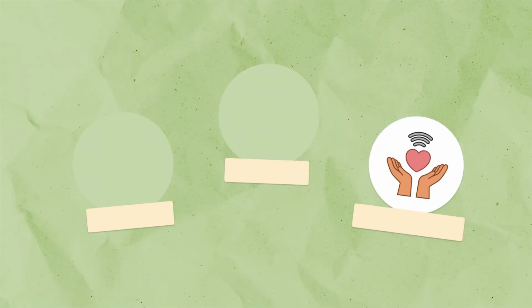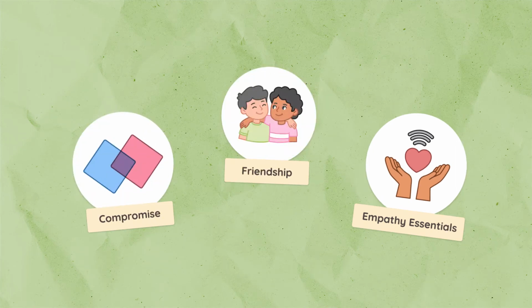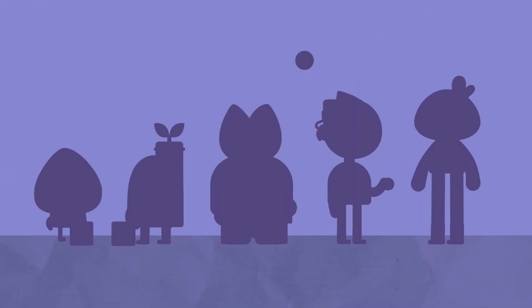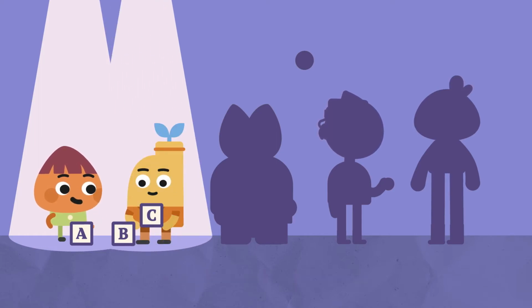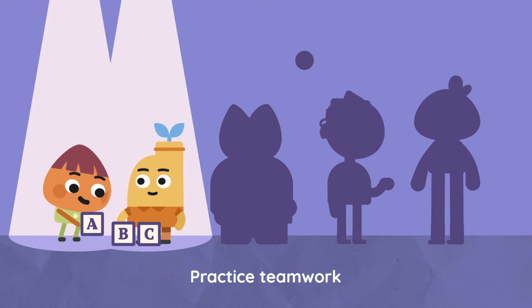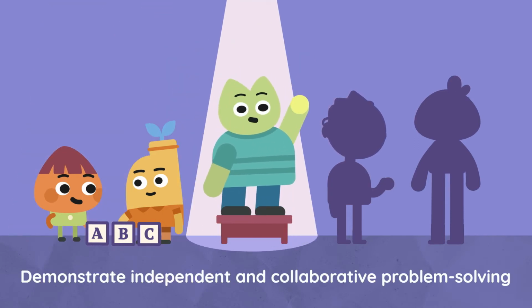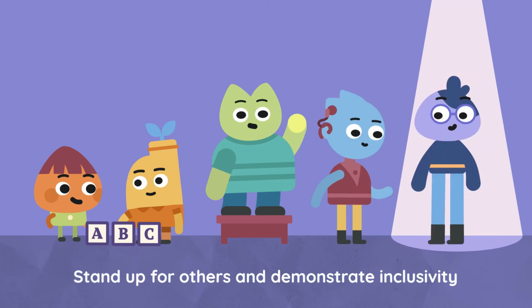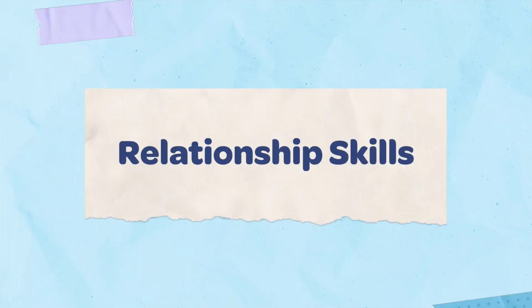The Everyday Speech curriculum highlights concepts related to building empathy, learning how to compromise, handling conflicts with friends, fairness, and more. At the end of this unit, students should be able to communicate effectively with others, practice teamwork across small and large group settings, demonstrate independent and collaborative problem solving, resolve social conflicts, and stand up for others and demonstrate inclusivity. So how do we teach this?